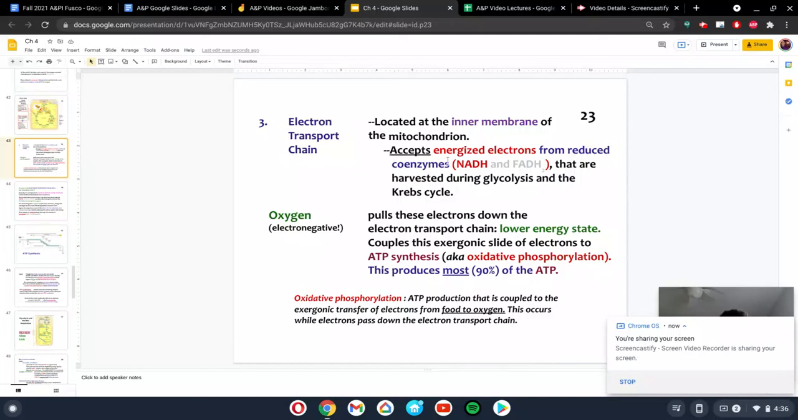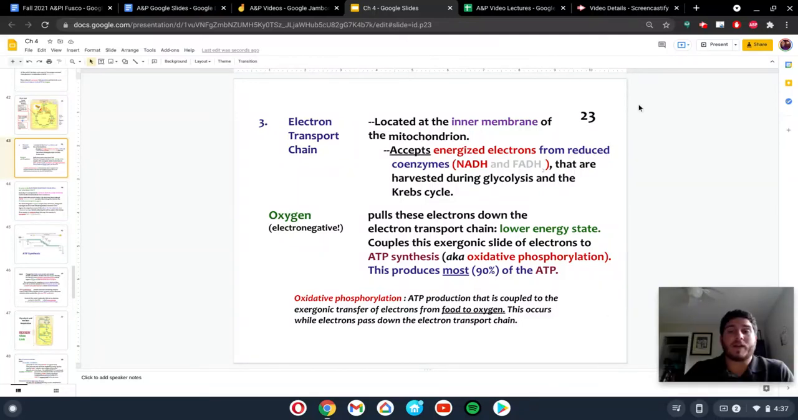Hey everybody. So we are at the third and final step of cellular respiration. This is the electron transport chain. This is our goal from the beginning, to make sure we have enough ATP and coenzymes, also known as electron carriers, to get them to the final step, which is this process, the electron transport chain. This is where we're going to create a ton of ATP.